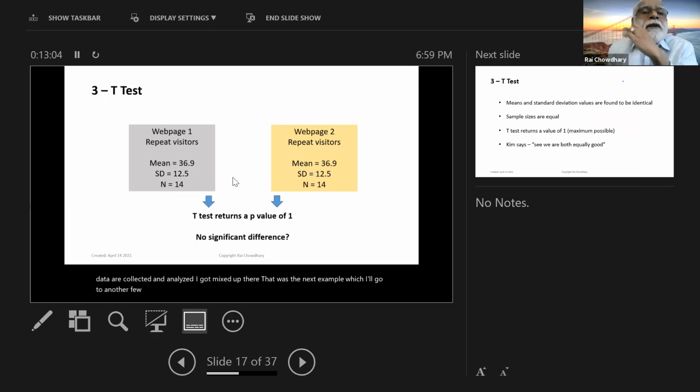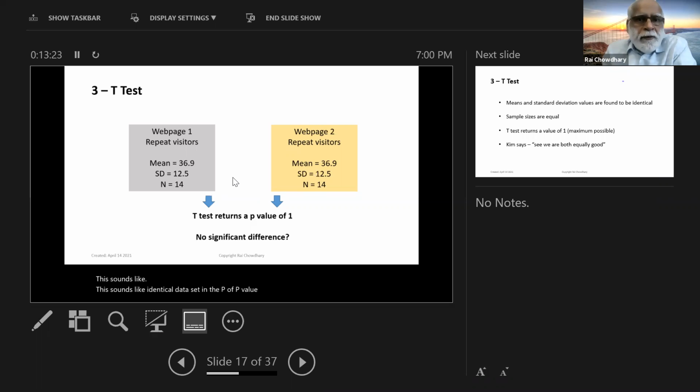So web page 1 versus web page 2, both the means are 36.9. Standard deviation is 12.5. And the sample size is the same. Well, this sounds like identical data sets. And the p value is 1. Naturally, it will be 1 if those numbers are identical and your sample size is identical. So p is 1 means there is no statistical difference between those two samples. Web page 1 versus web page 2 are supposed to be identical.